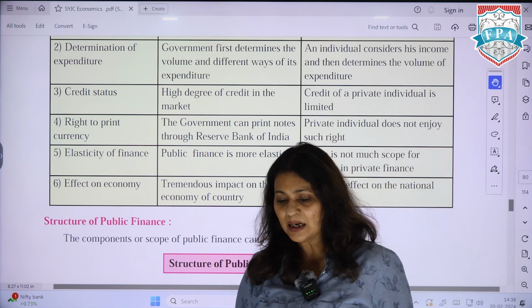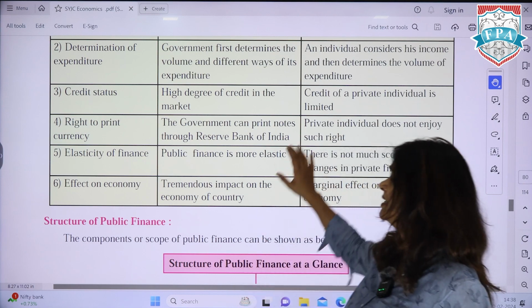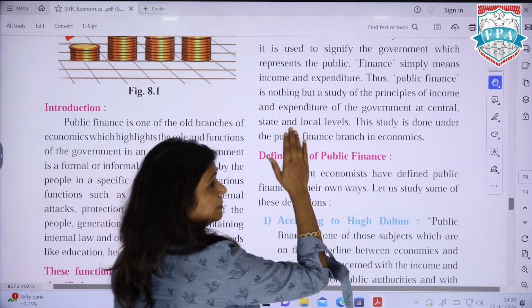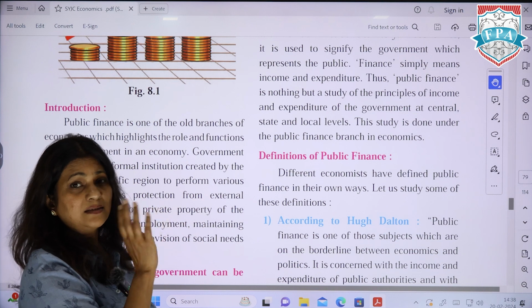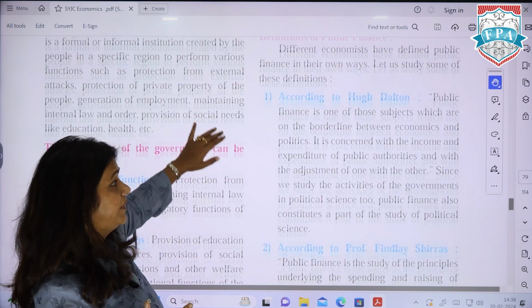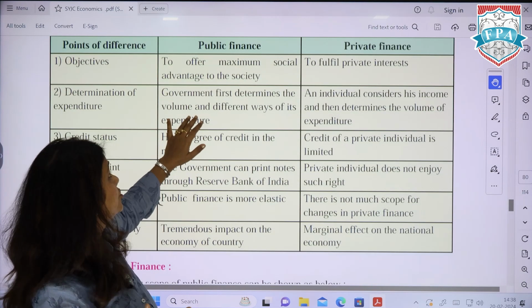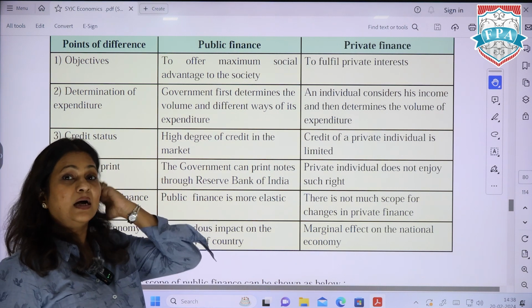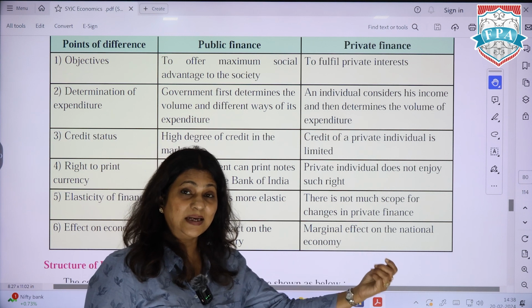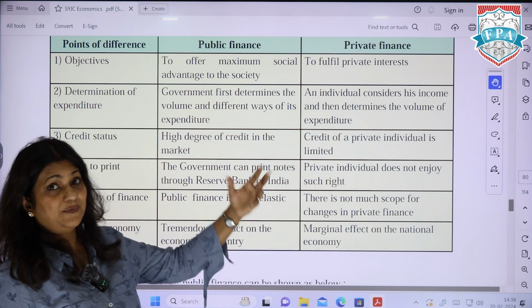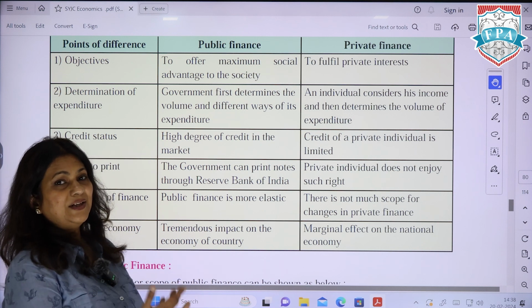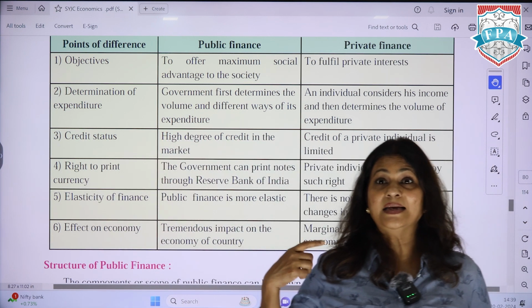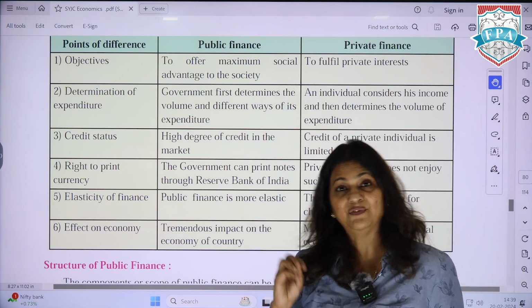So guys, till now what we have understood is public finance is nothing but a study of the principles of income and expenditure of the government at central, state and local levels. The features of public finance are that it is for the benefit of maximum social advantage to the society. It enjoys a lot of credibility. Government has an option to print, RBI has an option to print notes if required, currency if required. In case of public finance, the expenditures are determined first, and public finance has a huge impact on the economy. Now here, I converted this particular thing for defining public finance.